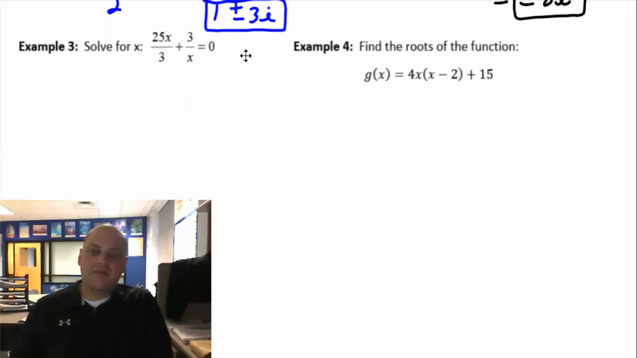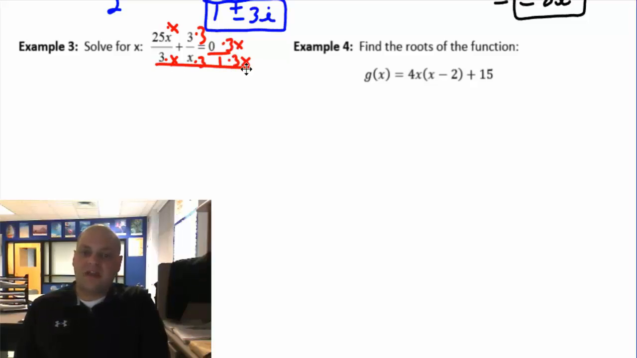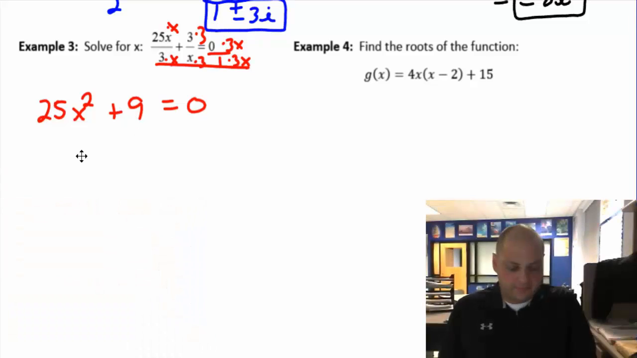Two more. Common denominator again, this time 3x. So times x, times x. I'm going fast here because this is review. You guys should know how to do this part. Common denominator 3x. Now here this is over 1, so you really should be multiplying by 3x here as well, but 0 times 3x is just 0, so that doesn't really matter. 25x squared plus 9 equals 0. Now a is 25, b again is 0, c is 9.